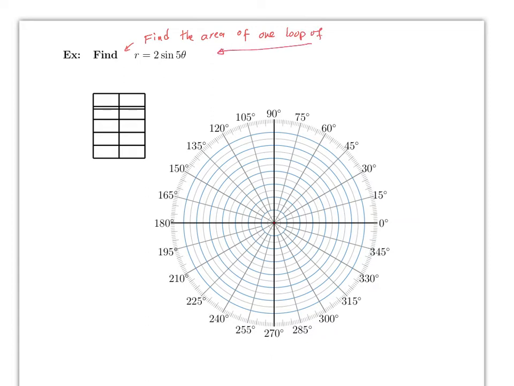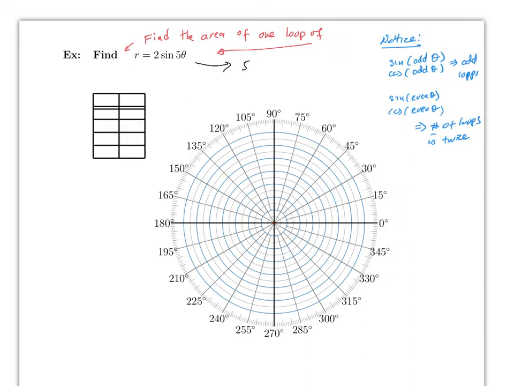Okay. So the first thing you do is you can graph this. Now notice, this is going to be very useful. If you have sine of an odd number times theta, and this also applies to cosine of an odd number times theta, this will have an odd number of loops. But if it is an even number times theta, same thing applies to cosine, then the number of loops is twice the number. So for example, in this case, this has five loops. But if it was, let's say, sine of 6 theta, then it will have 12 loops.